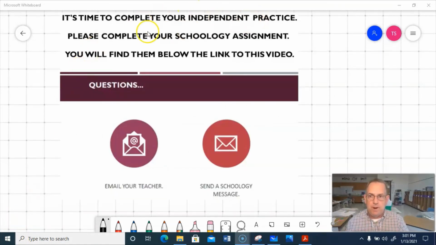Okay, it's time to complete your independent practice. Please complete your Schoology assignment. It will be right after this video, and I'll have something there for you to print out, so you can print it out and work it on paper. But make sure you go ahead and do the blue puzzle piece, which is 3.5A, exit ticket, problem solving with today's date on it. And take your time, do your best. This is what we're using to assess whether you understand the skill or not. And if you do have any questions, though, please email your teacher or send them a message in Schoology. And remember, take your time, do your very best.